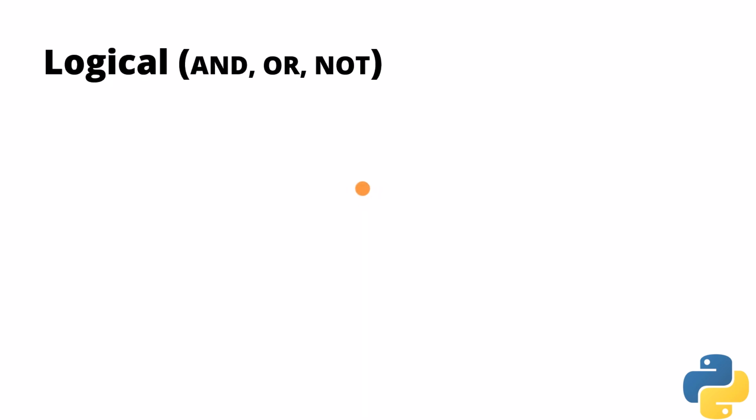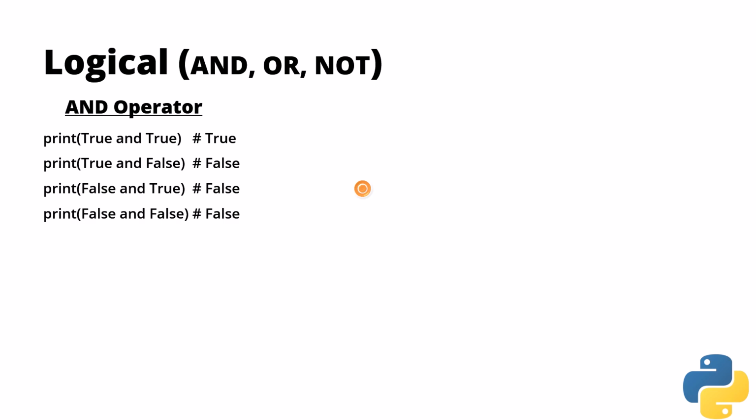We also have logical operators, and they are and, or, and not. The and operator works with what we call if else. We use it to check if a condition is true and if another condition is true, then the output will be true. If condition A is true and condition B is false, the combination of the two conditions gives false. Same goes for false and true, which equals false, and false and false, which equals false.